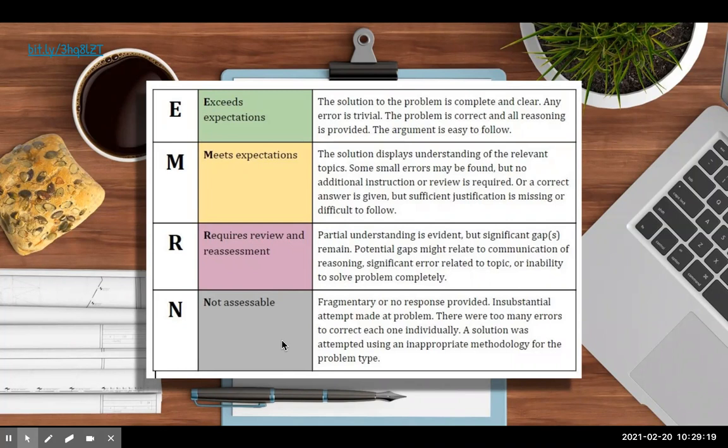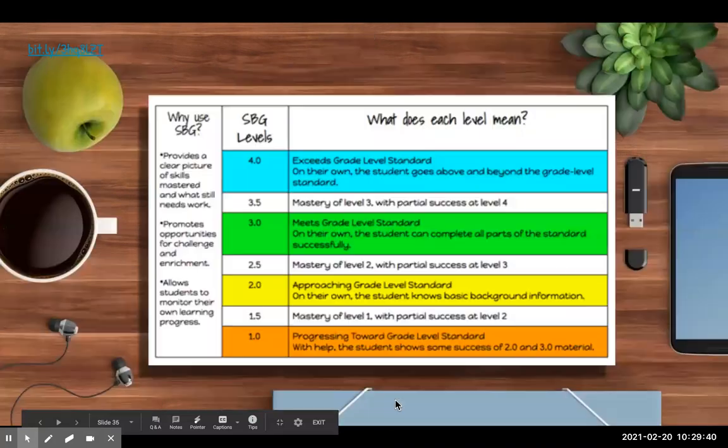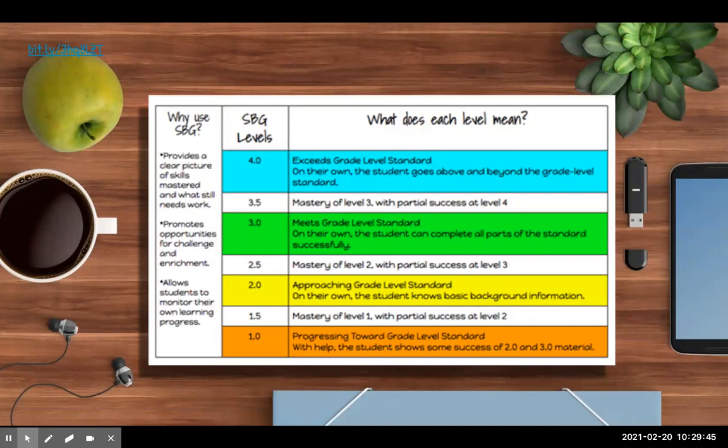Now, if I have a child who's really not doing well, I'm going to say, I have nothing to really assess because what they're showing me is there's no response. They're not turning anything in. There's so many errors, I don't even know where to assess them. So these are some things you want to maybe take into consideration. And one thing you'll learn is with standards-based grading, there's a million different scales out there. You just pick the one that works best for you. You use the verbiage that works best for you, but ultimately it's all the same box, okay?